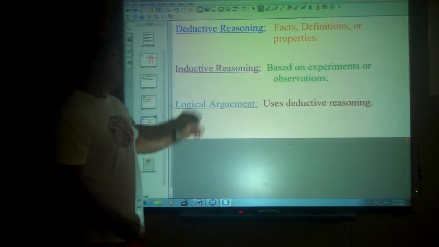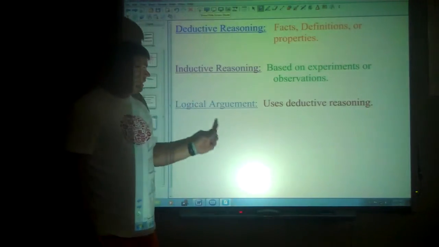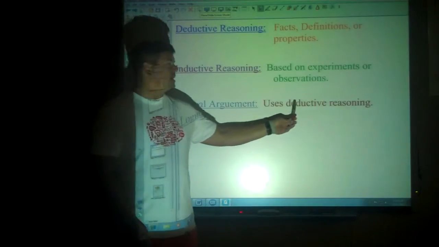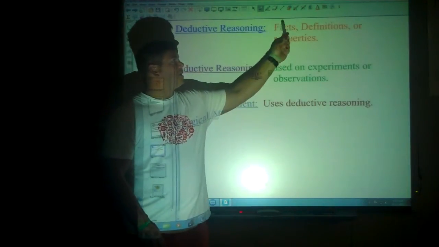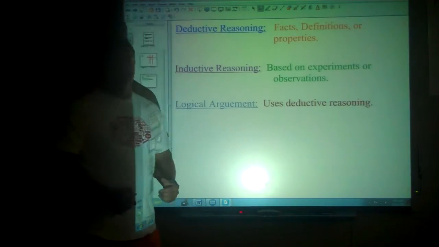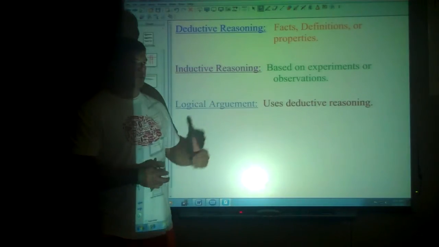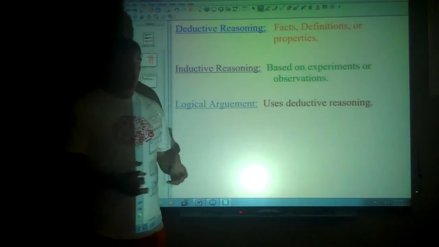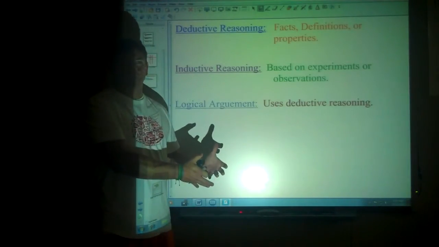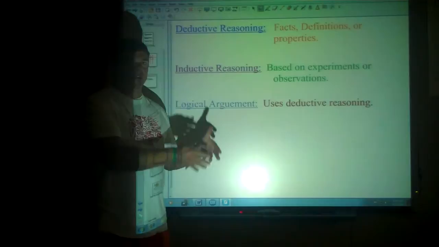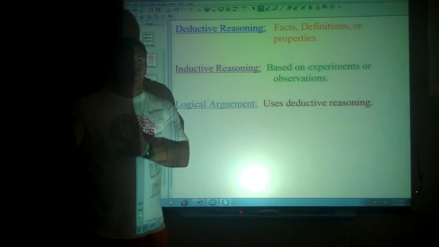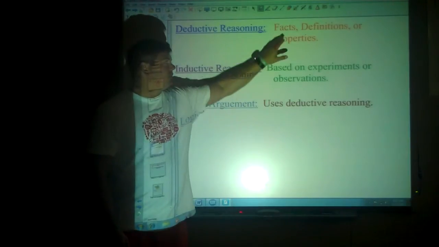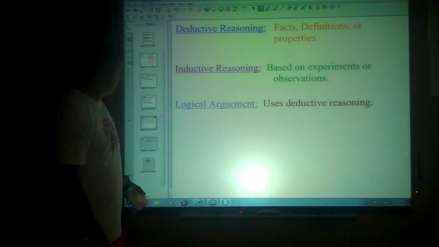And a logical argument, if we were in law, we would definitely want to have a logical argument that uses deductive reasoning. Deductive reasoning is based on those facts, definitions, and properties. In geometry, we will use deductive reasoning to present our case for why something might be equal to another, or based on certain given information and facts and properties and definitions, how we could figure out a value somewhere else on the shape. But it's all based on deductive, factual properties and definitions.